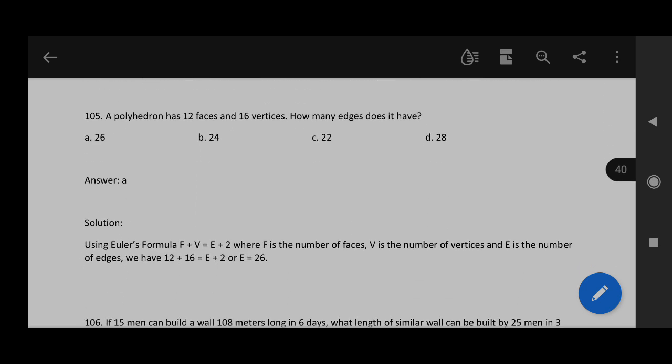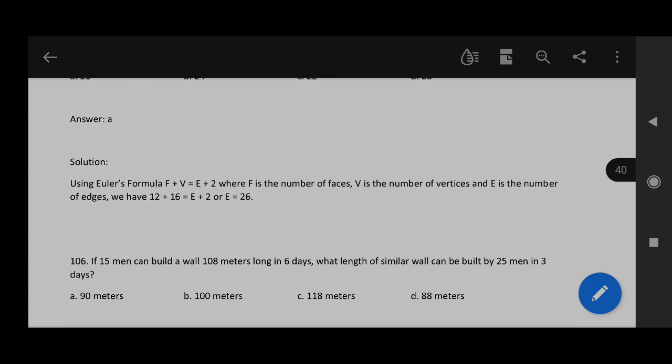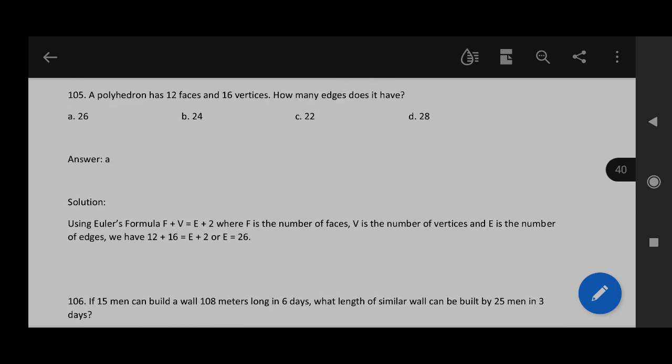Problem 105. A polyhedron has 12 faces and 16 vertices. How many edges does it have? Sagot daw dyan ay letter A, 26. Solution using Euler's formula: F plus V is equals to E plus 2. Yung F daw is the number of faces, V is the number of vertices, and E is the number of edges. We have 12 plus 16 is equals to E plus 2, or E is 26.